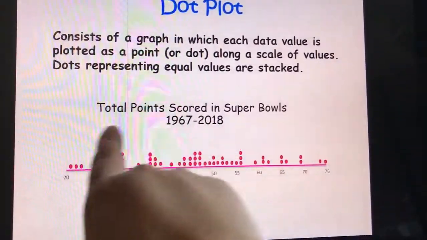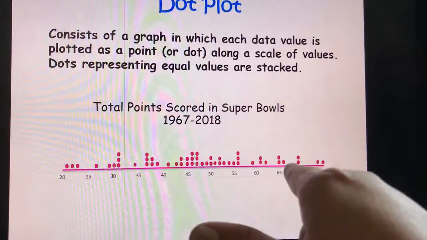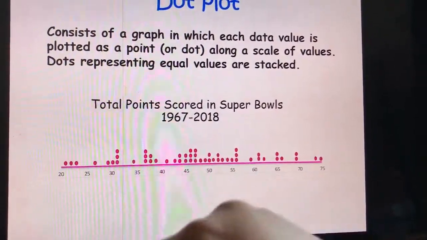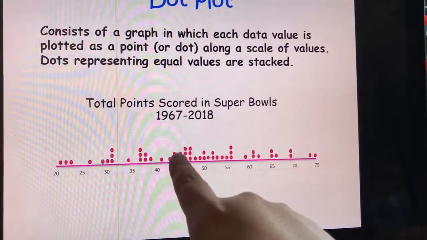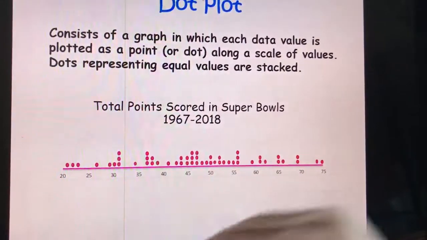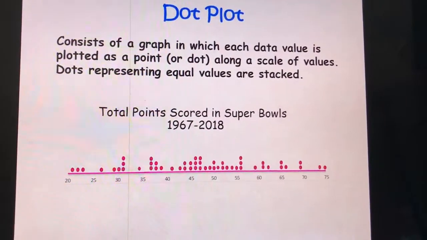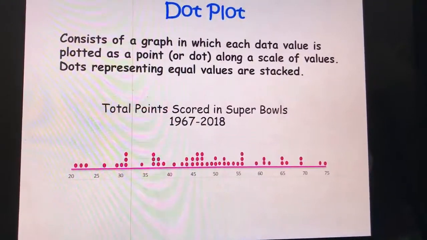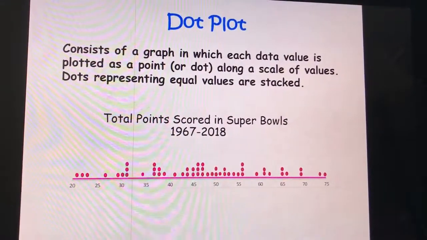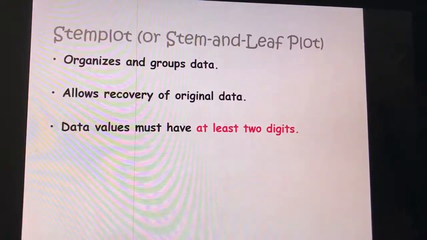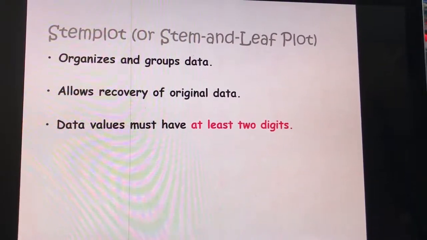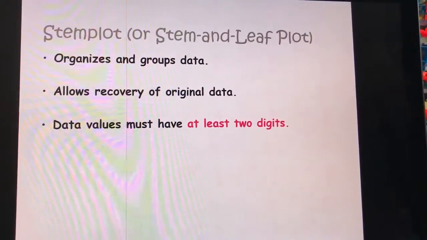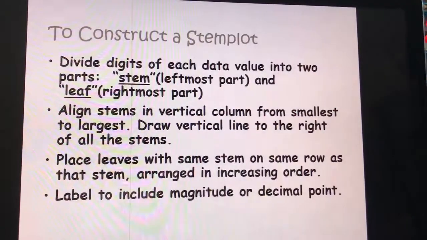The dot plot allows you to get the original data back, because for 50 you've got two 50s, you've got one 51, two 52s, two 45s, three 46s, and so forth. So some visual representations you can obtain your original data from, some you can't. Stem and leaf plot, or a stem plot, most everybody knows about stem plots. That organizes and groups your data, and that one also allows recovery of your original data. You have to have at least 2 digits.